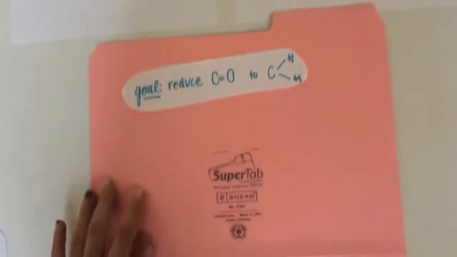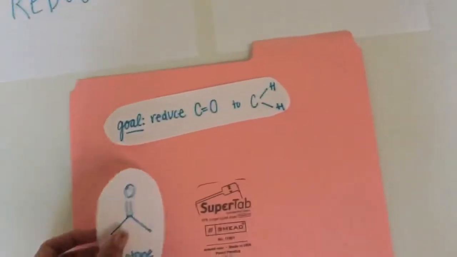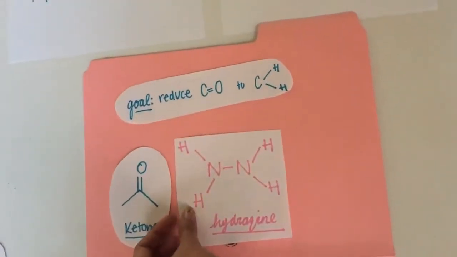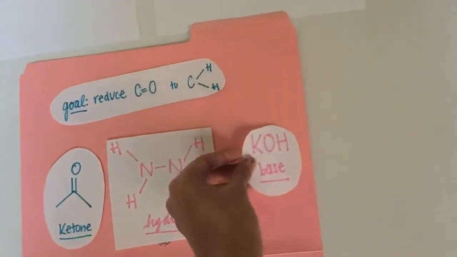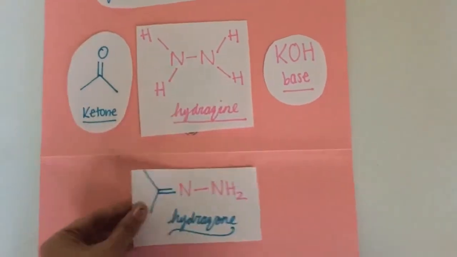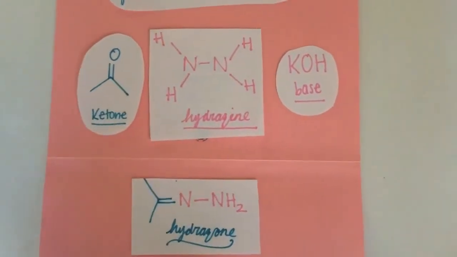So the goal of the Wolff-Kishner is to reduce the C=O carbonyl group to CH2. What we're going to have to start is either an aldehyde or a ketone, hydrazine, and a base. We will have an intermediate in this process, which is called the hydrazone, which we will see here. And eventually, that is reduced to an alkane.